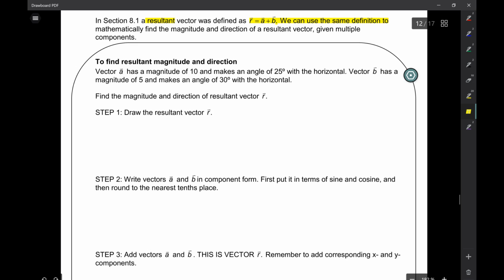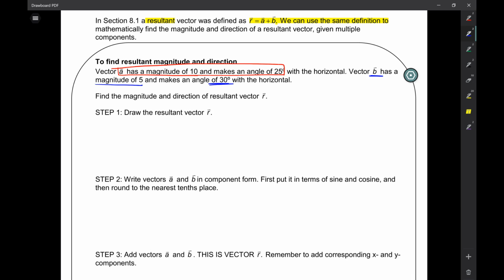Look at this one. I'm going to walk you through this example just like I did with multiplying matrices, you guys remember? But after that, you're not going to have all these steps laid out for you anymore. Okay, so vector A has a magnitude of 10. I like to color code them. And it makes an angle of 25 with the horizontal. Vector B has a magnitude of 5 and makes an angle of 30 with the horizontal.